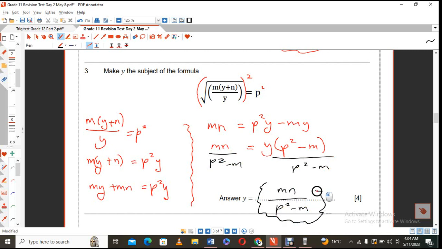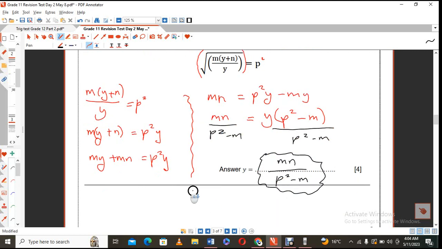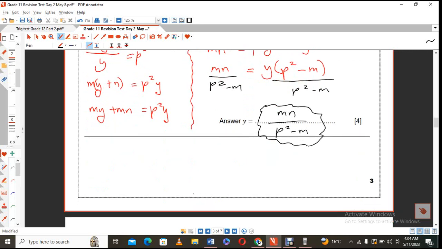This is very straightforward to an extent. You can also definitely get a different answer, something like y equals minus mn over m minus p squared. The two things are actually exactly the same.